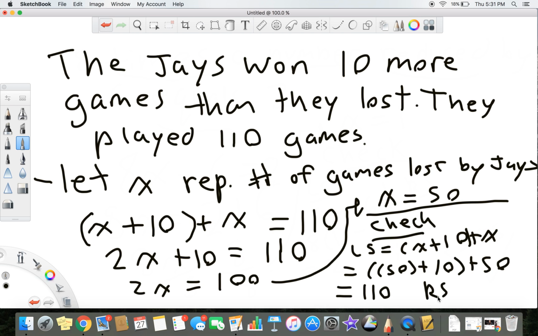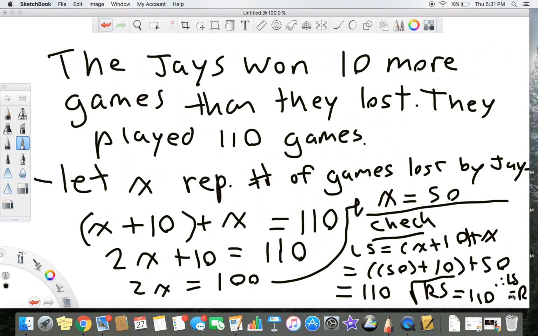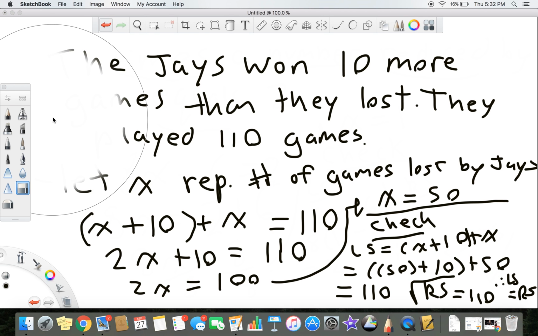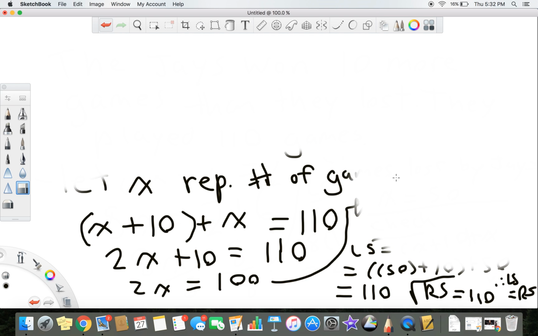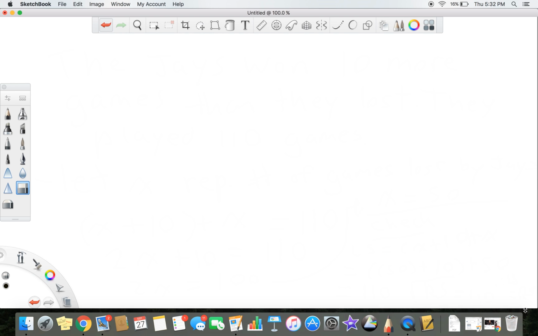Check our right side. Well, what do you know? It's 110. Therefore, left side is equal to right side. And the answer is correct. Awesome. Okay. So, these questions seem big, but if you go through them slowly and carefully, they're fairly straightforward and easy. Although, at the start, it's always harder. You'll get used to it. Just keep on practicing.